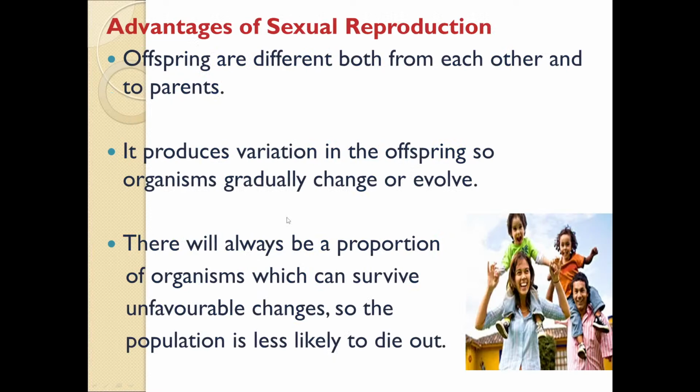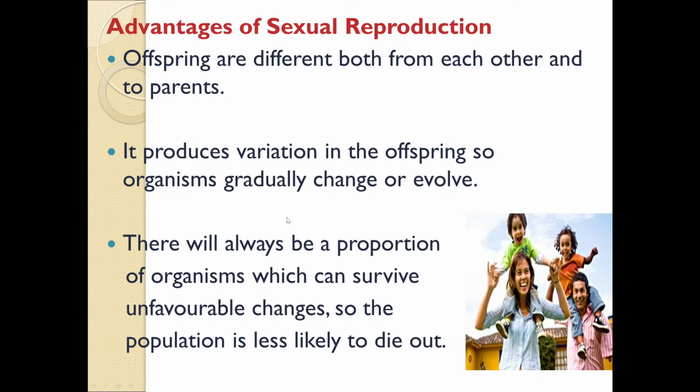Alright, so moving on, let's see if we can look at some advantages for this type of reproduction. Now the first point is saying that the offspring, which of course is the newborns, they are different. So they are different both from each other and from the parents.